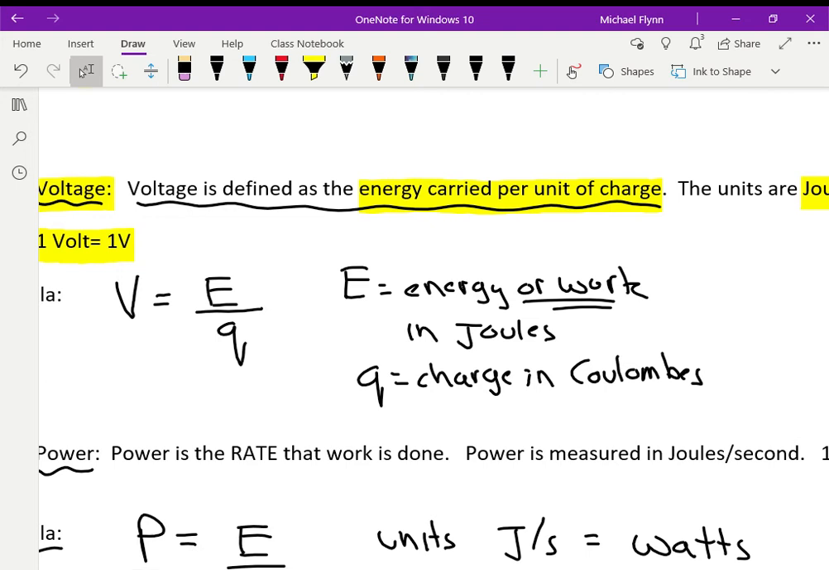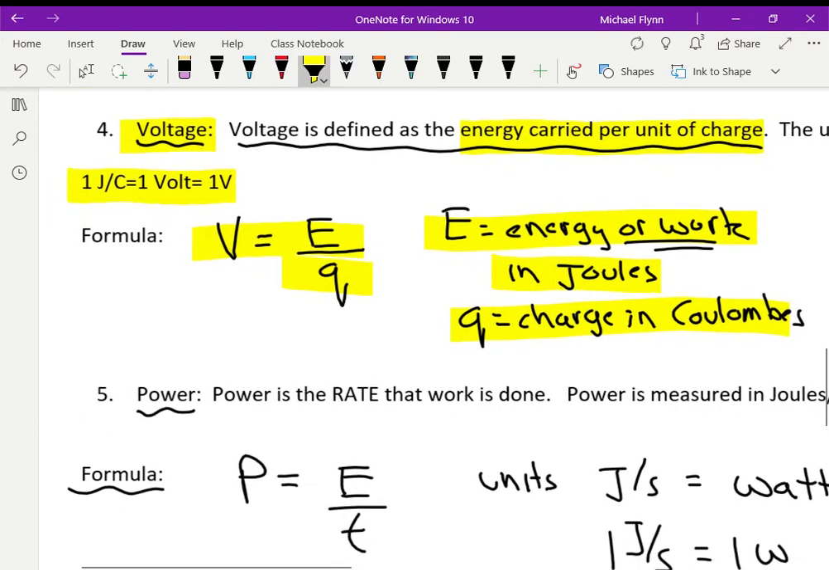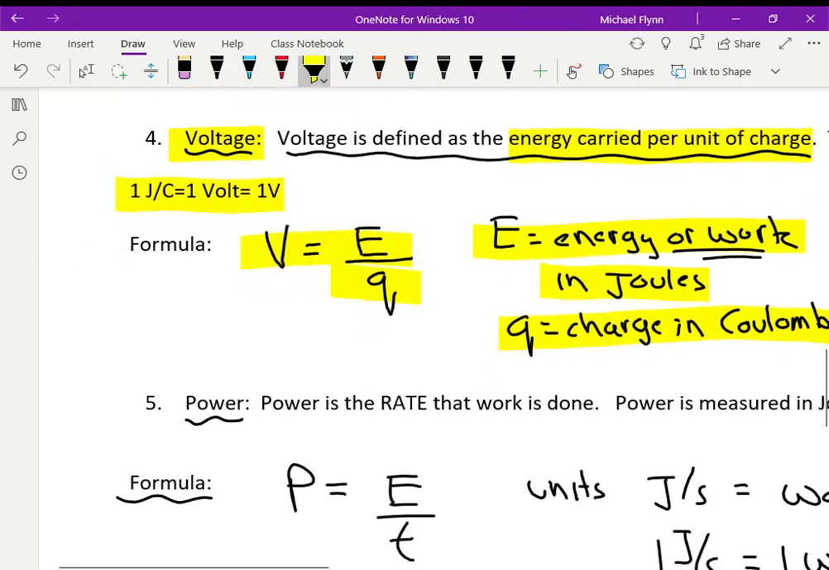So this is the formula. Voltage equals energy divided by charge. See, that's true by definition, right? It's the energy per charge. So energy or work is measured in joules, as you know. Charge is measured in coulombs. And so the units are joules per coulomb or volts.